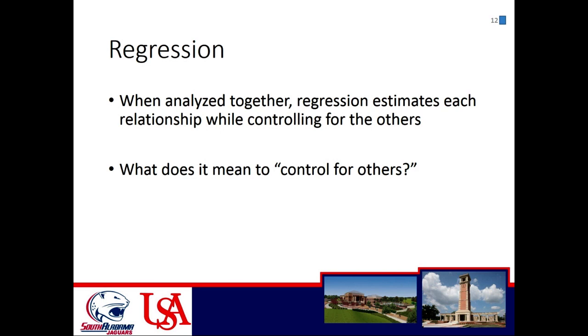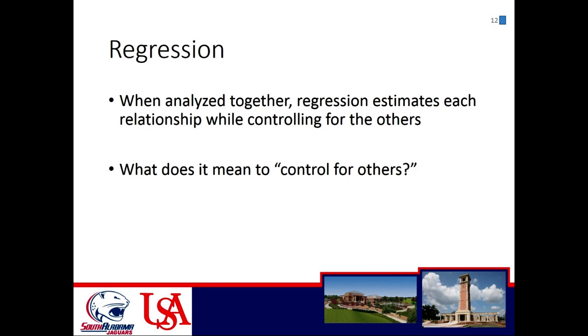So it gives you the effect of, let's say, predictor A while controlling for predictor B and C. It gives you the effect of predictor B on the outcome while controlling for A and C. And then it gives you the effect of predictor C while controlling for A and B. And of course, you're probably asking yourself, well, what does that mean to control for others? What are you saying there?